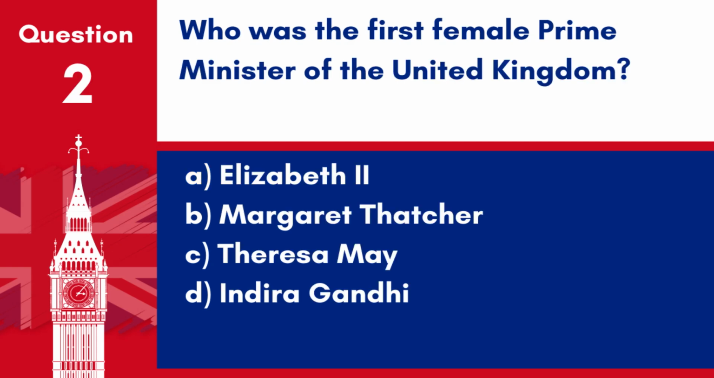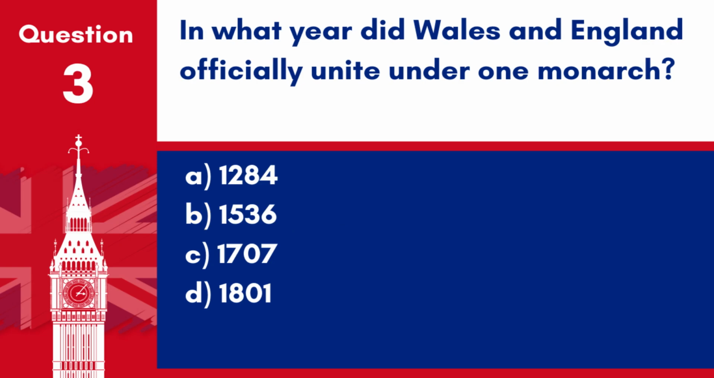Question 2. Who was the first female Prime Minister of the United Kingdom? A. Elizabeth II, B. Margaret Thatcher, C. Theresa May, D. Indira Gandhi? Answer: B. Margaret Thatcher. Margaret Thatcher was the first female Prime Minister of the United Kingdom, serving from 1979 to 1990.